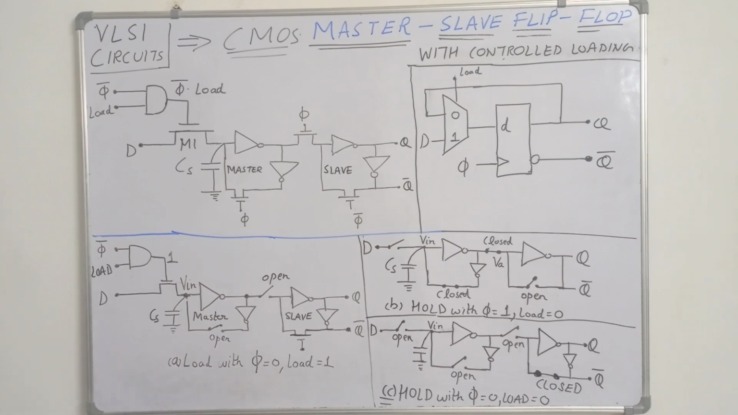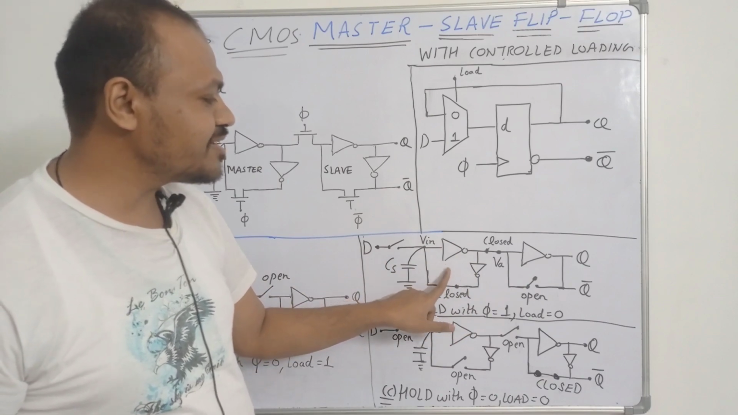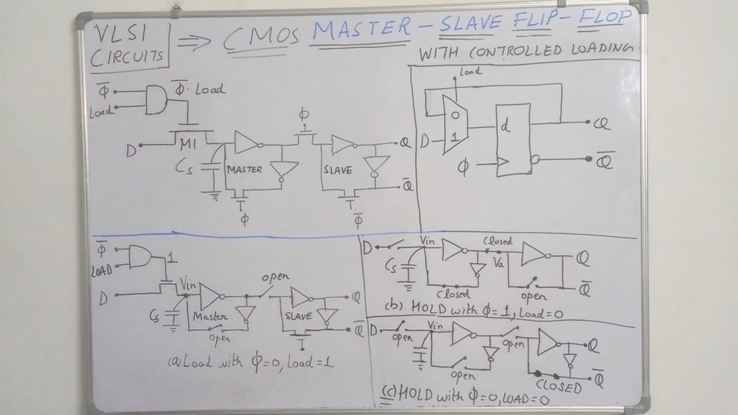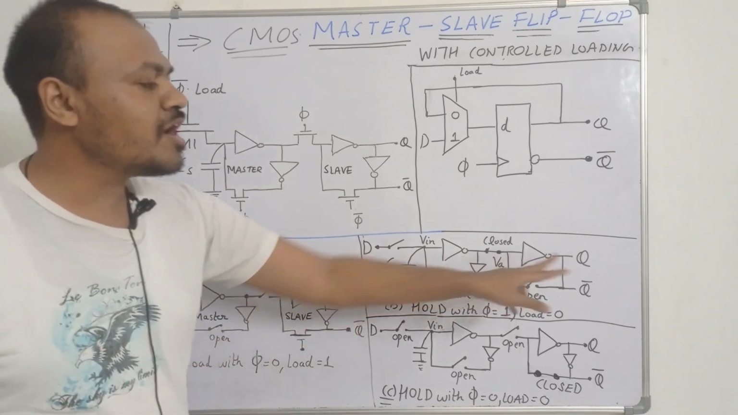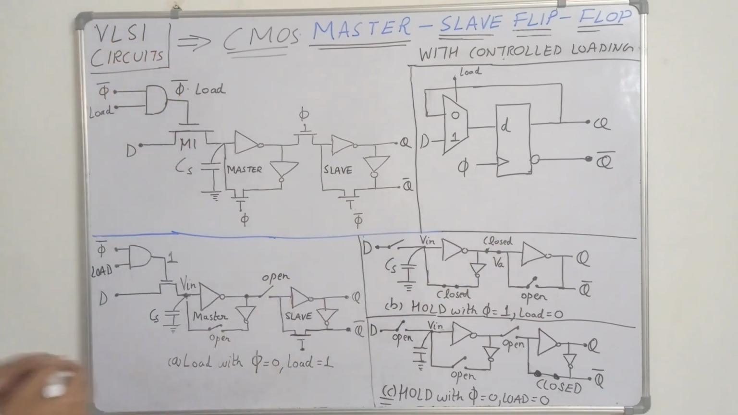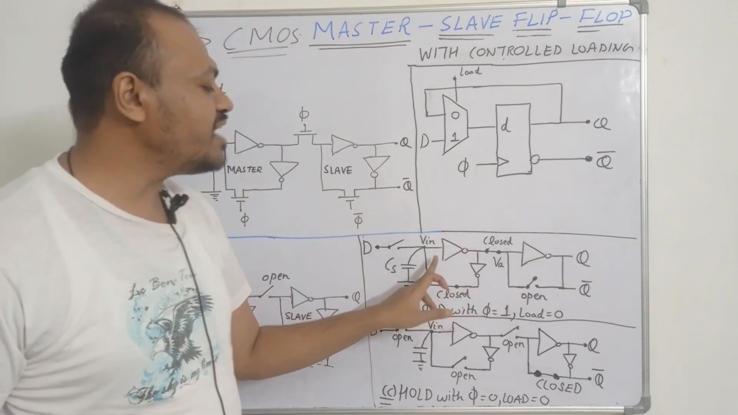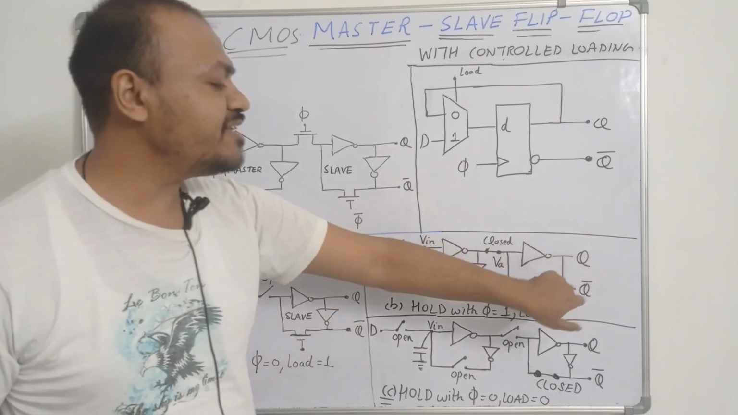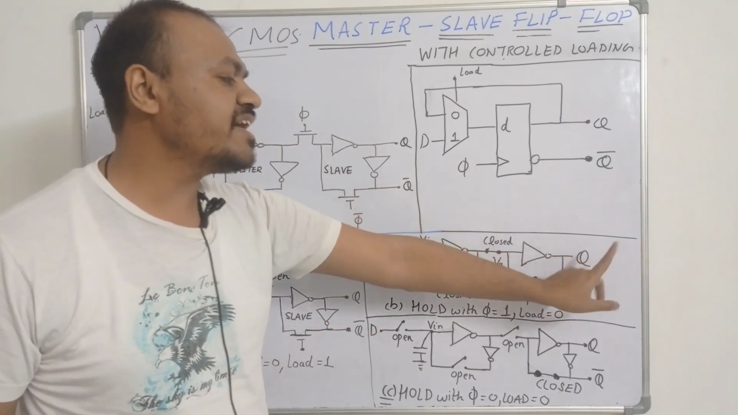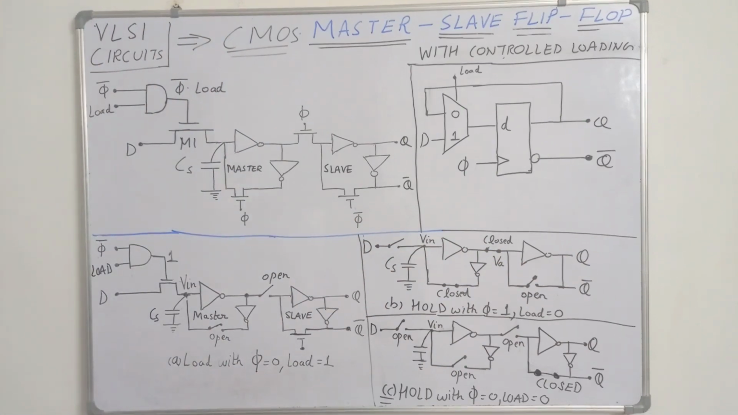So as you can see, in this case the master feedback loop is closed, whereas the feedback loop of the slave is open. So the master latch will hold the value of data bit and also apply it to the output. If suppose this was D, then output Q will be equal to D, because there are two inverters. So the master will hold the value of D through this capacitor Cs, and it will also provide the output at Q in this state.